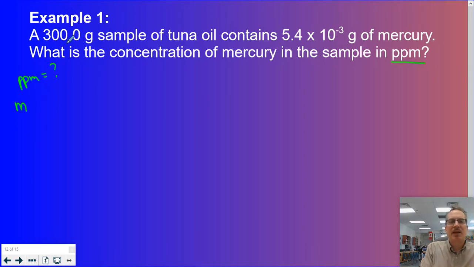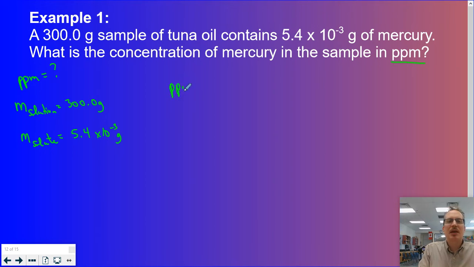It tells me that I have a giant sample, so this is going to be my solution, of 300.0 grams. It contains 5.4 times 10 to the negative 3, so that's going to be my mass of my solute: 5.4 times 10 to the negative 3 grams. Now, I look at this just briefly, grams, grams. I like this. Therefore, the units are the same. They'll cancel out.